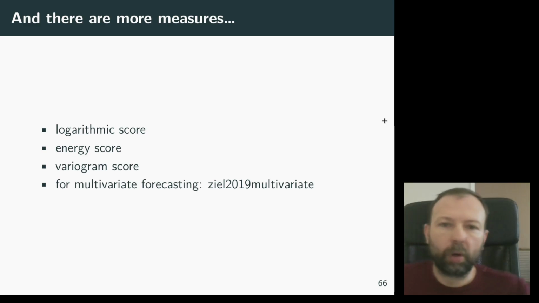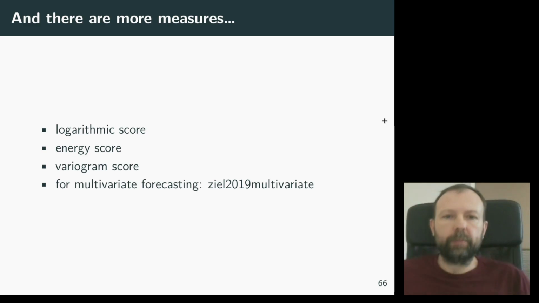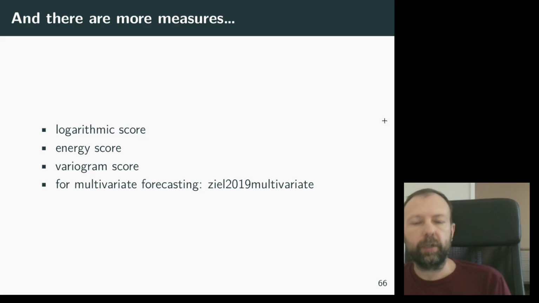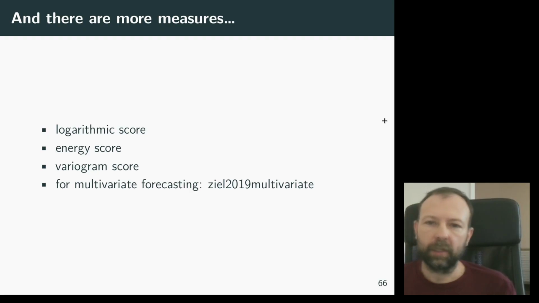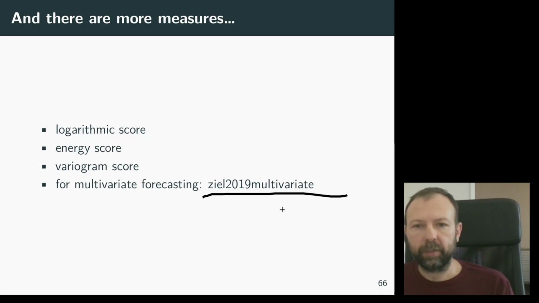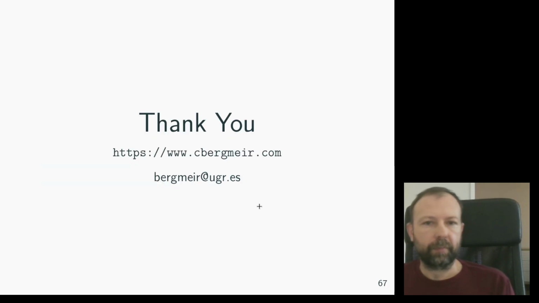Yeah, and there are still more measures like the logarithmic score, the energy score, the variogram score that I don't really want to go into. There are also ones for multivariate forecasting. There's this paper here from Sale 2019 that discusses many of these measures. Okay, with that, we leave it there for the probabilistic forecasting. Thank you.